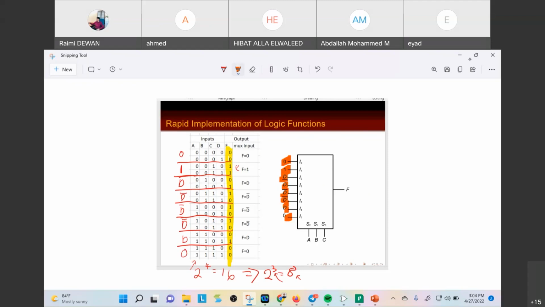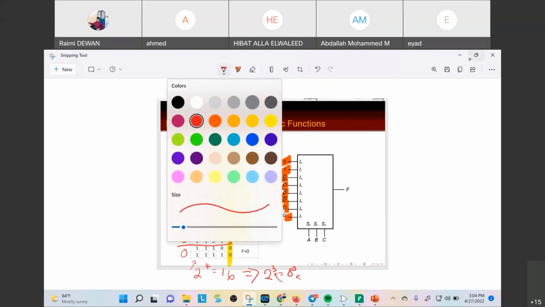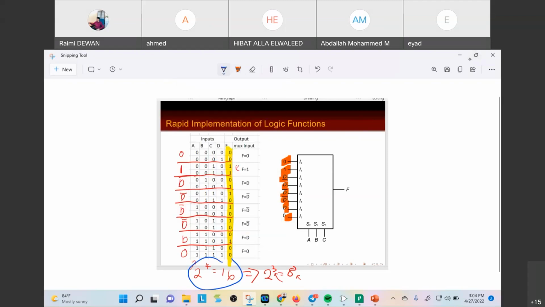Understand? This one you try to simplify from this one to this one. Otherwise, we need a bigger multiplexer. You guys understand? Okay? This one you need to do practice. Understand?